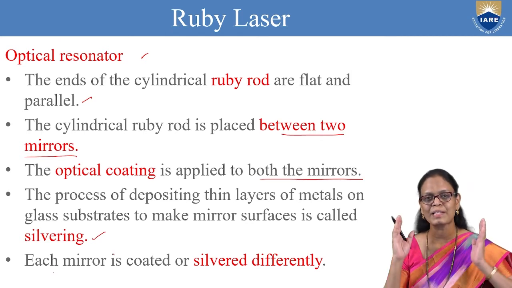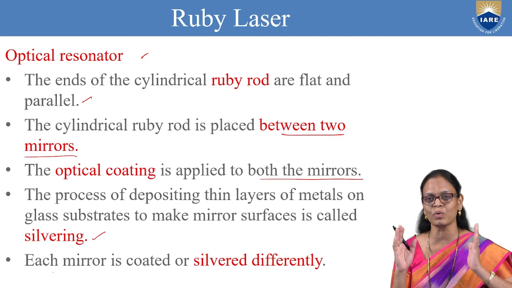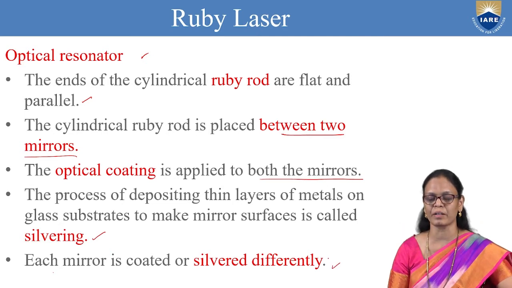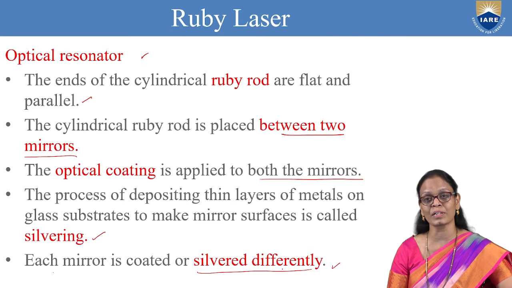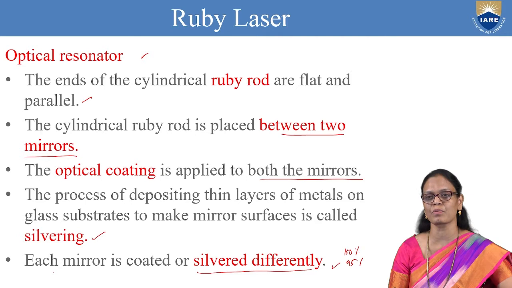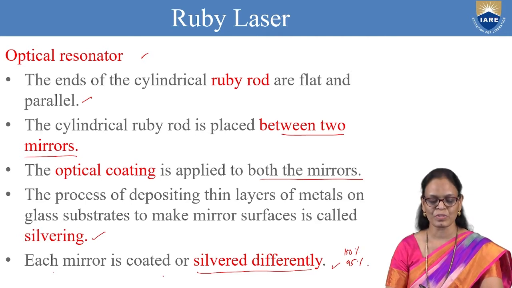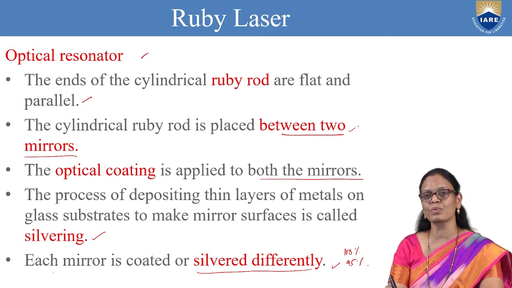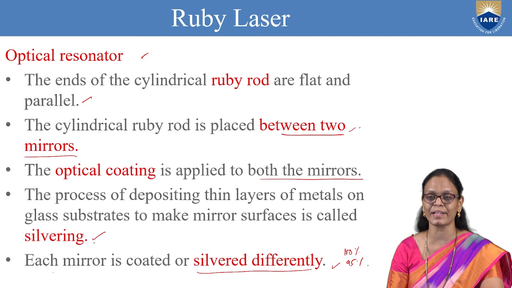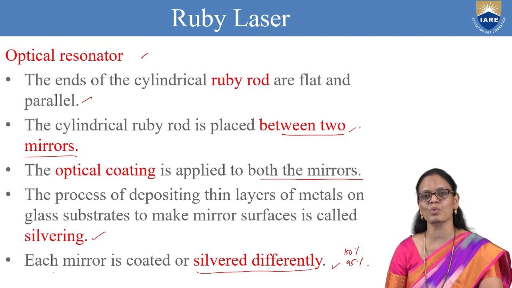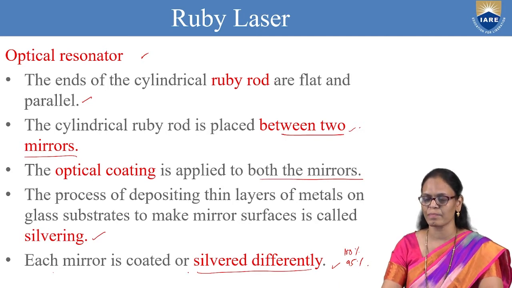And each mirror, we are placing two mirrors at the two ends. Both of them are coated, but they are coated differently. One may be coated 100%, and the other may be 95 to 98%. What is the purpose? We are going to see. So the ruby rod has two mirrors at the two ends, and there is an optical coating. With the help of glass substrates, we are doing some deposit and we are calling it silvering, and each mirror is coated differently, meaning the percentage of coating may be different.